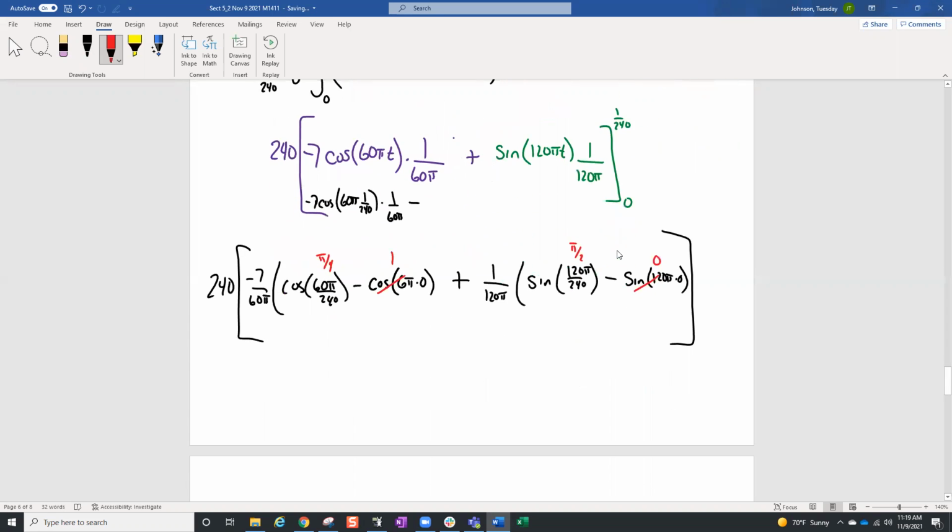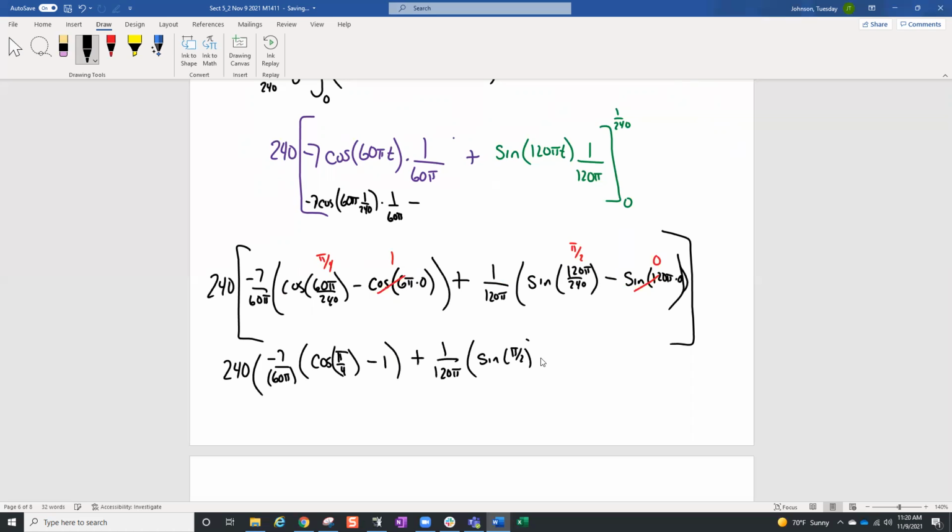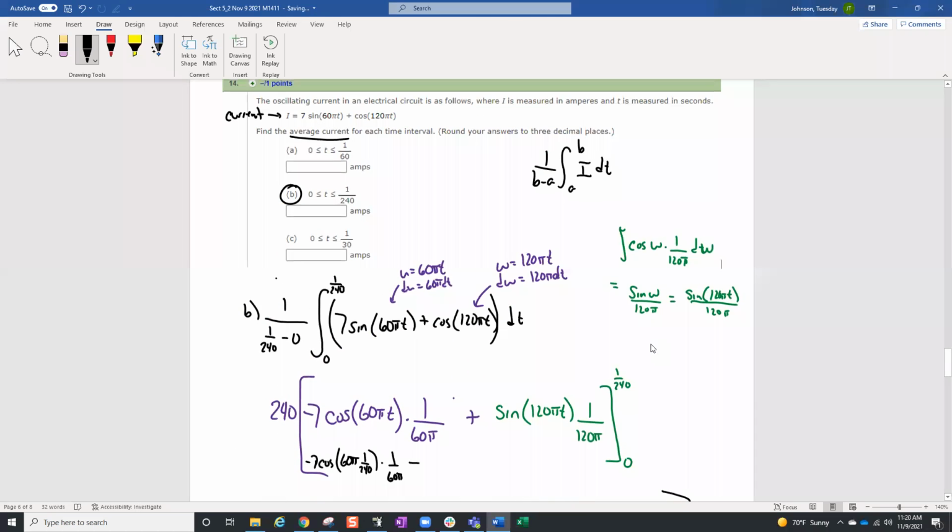So then I am going to type into my calculator with as many parentheses as I can muster. -7 over 60 pi, probably throw some parentheses down here, multiplied by the cosine of pi over 4 minus 1, don't close that parenthesis, minus 1, plus 1 over 120 pi times the sine of pi over 2. Boom, done. Just big honking. And then that equals some decimal. And that is 1/3 of that problem.